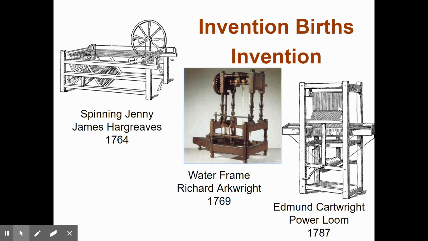In Britain, we get a series of inventions that are able to produce thread and cloth and weave cloth much more rapidly. So with the spinning jenny, the water frame, and the power loom, three of the earliest inventions. In your textbook, these are described in more detail.